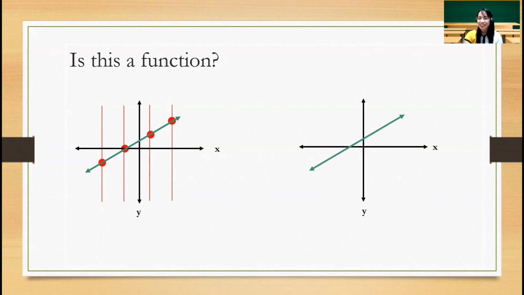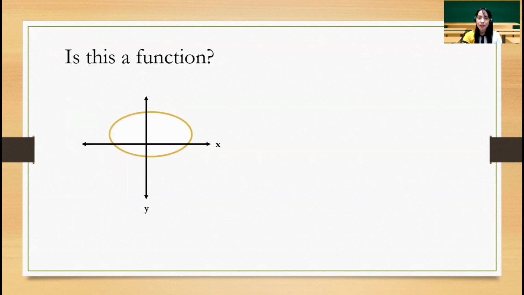Is this a function? Yes, because if you're going to draw anywhere in the graph a vertical line, you can have only one intersection point. What about this example? Using the vertical line test, drawing a vertical line, you can have that intersection, 1 point only.